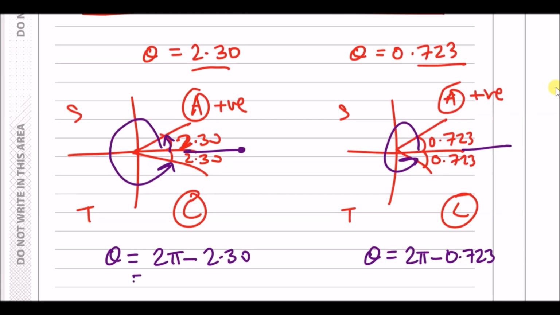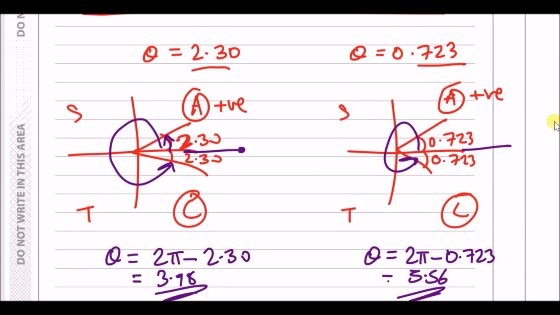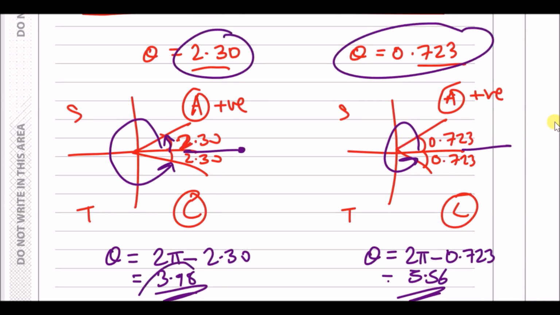And then that's it. Just put this in your calculator and you're going to have two results. The first one being 3.98 and the second one being 5.56. And then collect all your solutions. So you say, therefore, our four solutions are 2.30, this one, that one, and that one.